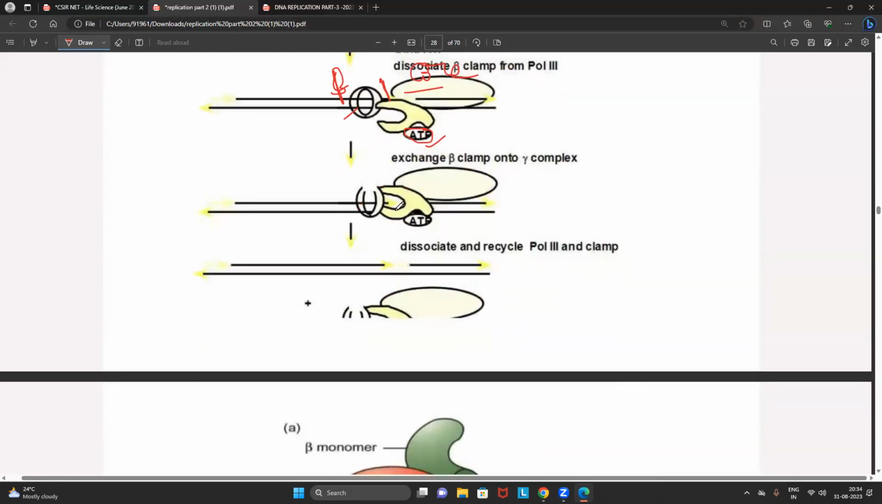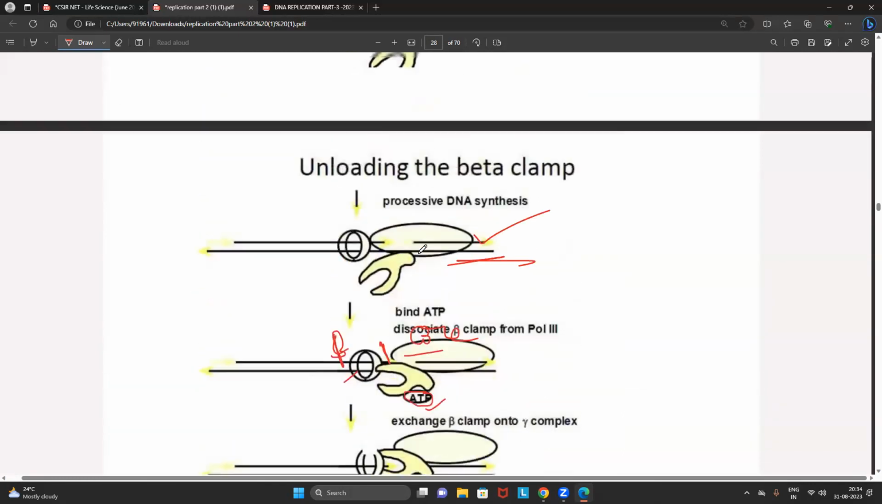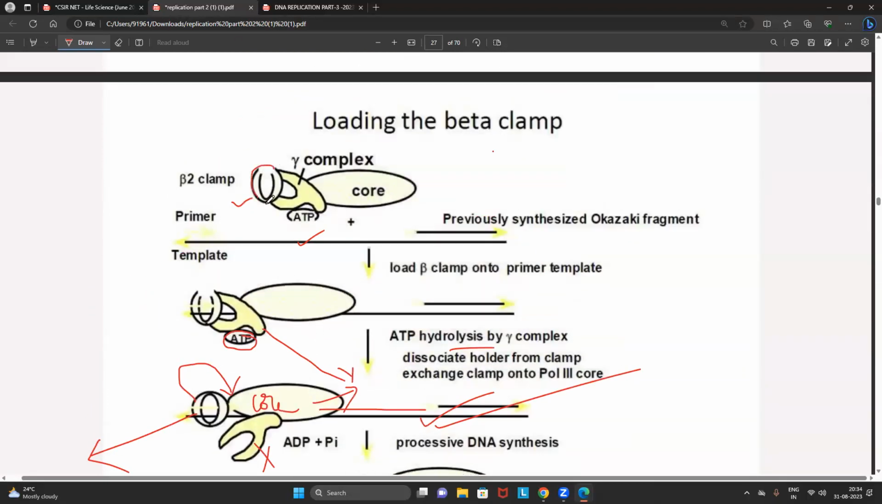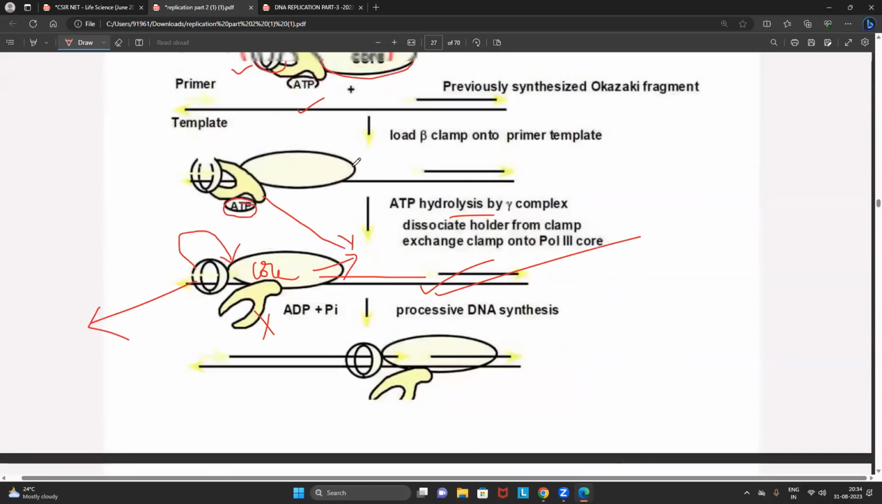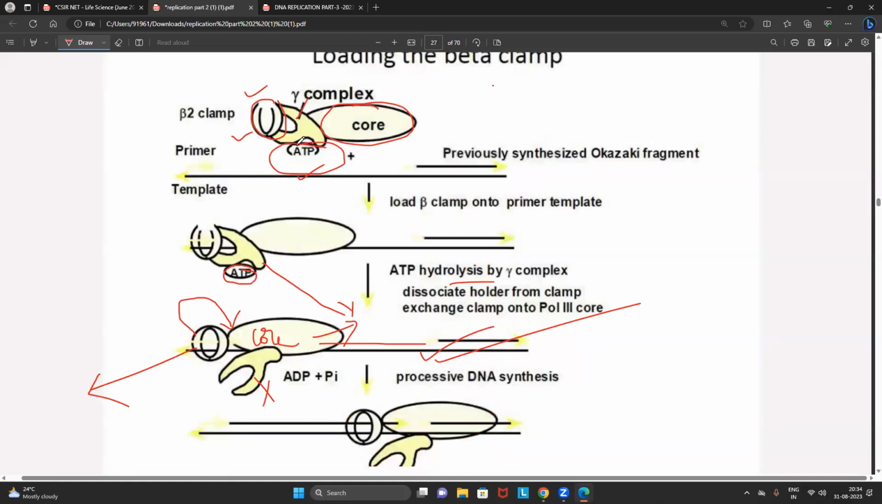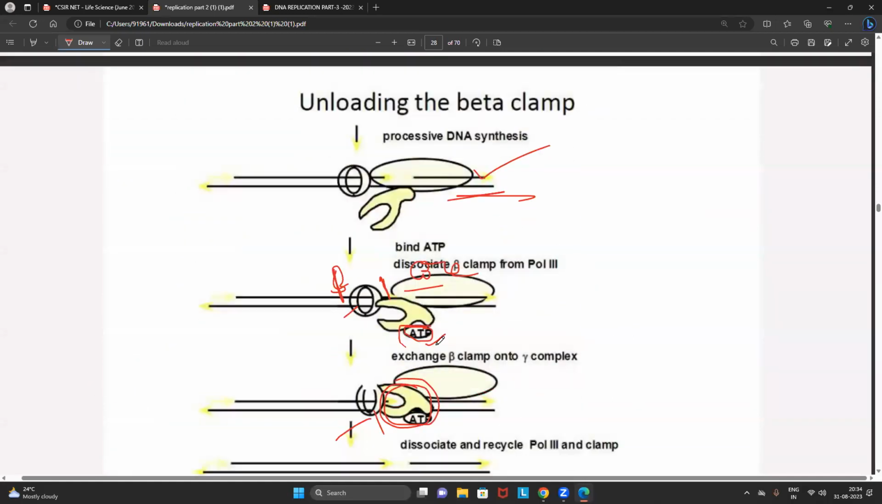You can see that. So what I'm trying to explain to you is, if the beta clamp wants to associate with the core enzyme, it requires the gamma complex. Similarly, if the core enzyme wants to separate from the beta clamp, again there is a requirement of the gamma complex or clamp loader. So their association requires ATP, and their dissociation also compulsorily requires ATP.